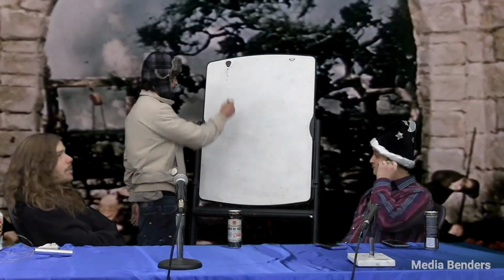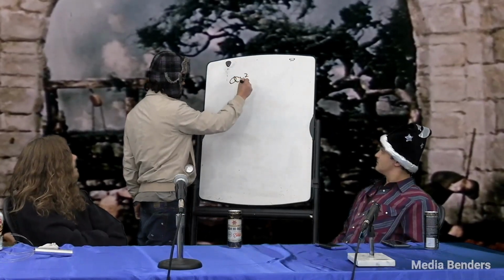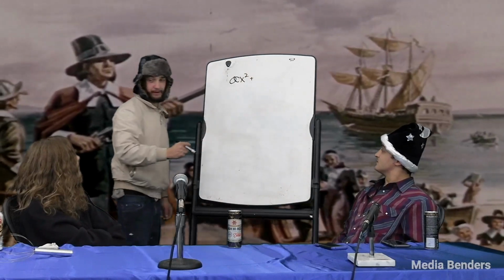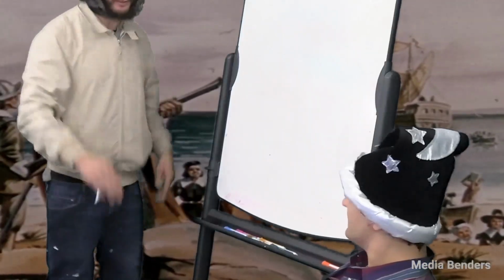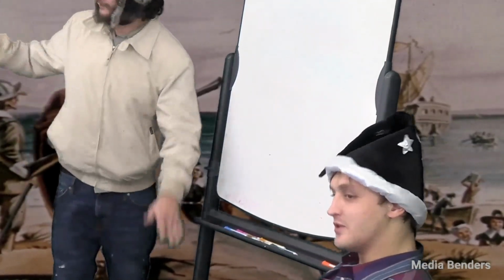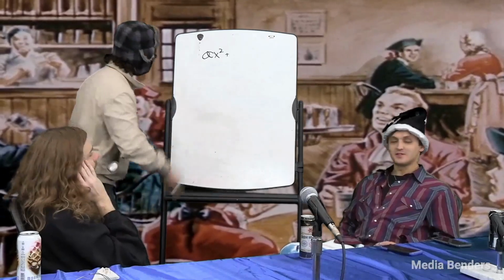And so here we go. X squared plus bx. We're going to derive the quadratic formula. It's going to be sweet. Remember the song that we've been trying to remember? Negative b plus or minus the square root of b squared minus 4ac all over 2a.